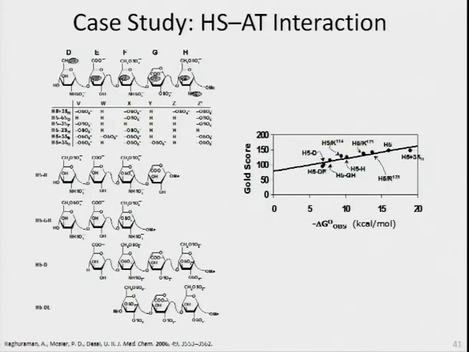And then we also were able to correlate a version of the gold score with the actual measured binding affinities for some DEFGH variants to antithrombin, native antithrombin, and a couple of antithrombin variants.